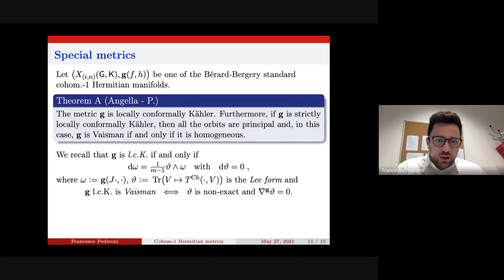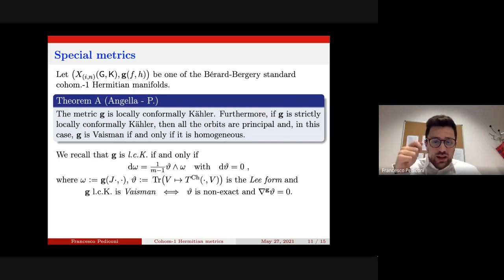So going back to this theorem, we studied the locally conformally Kähler condition, and let me recall that a metric is locally conformally Kähler if locally it admits a conformal change to a local Kähler metric. Okay, so this condition can be rephrased also in this way. If you consider omega to be the fundamental two-form given by g and J, and theta to be the trace of the torsion of the Chern connection of the manifold, which is called the Lee form, then g is locally conformally Kähler if and only if d omega is equal to 1 over m minus 1 theta wedge omega, and theta is closed. Okay, so you can characterize this condition of being locally conformally Kähler by means of this algebraic condition.